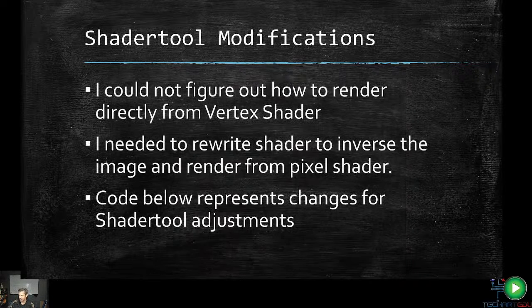All right. As a disclaimer again, I was not able to implement this properly inside of the vertex shader, so I needed to rewrite the shader in order to export from the pixel shader. The results are actually the same, but I wanted to make this disclaimer ahead of time so you wouldn't be surprised when I show you something that didn't quite match. All right, let's take a look at the contents inside of Shader Tool.